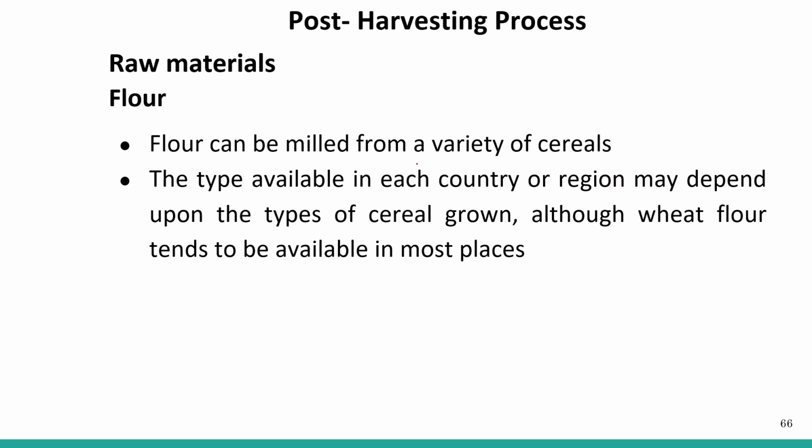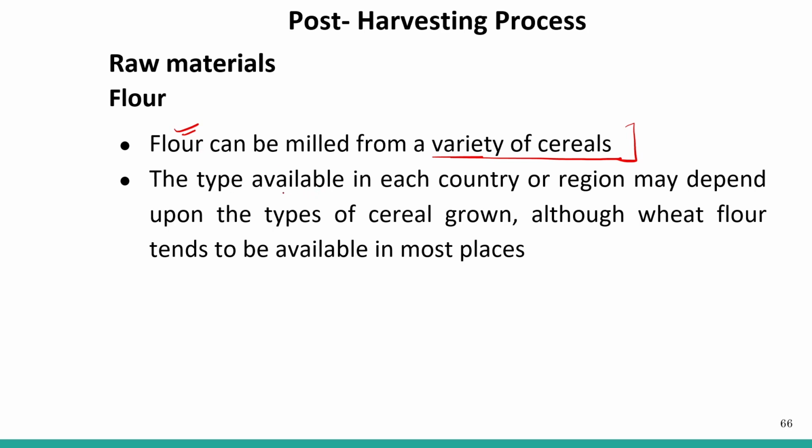Flour can be milled from a variety of cereals. We have cereals like rice, cassava, wheat, maize, gram, and we make flour of all those grains. We have wheat flour, rice flour, maize flour, gram flour. So we can prepare different flours from the different types of cereals.